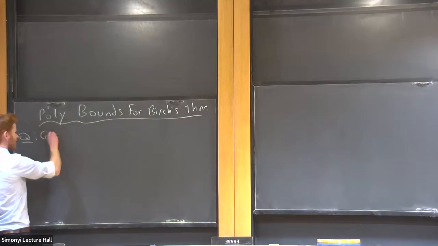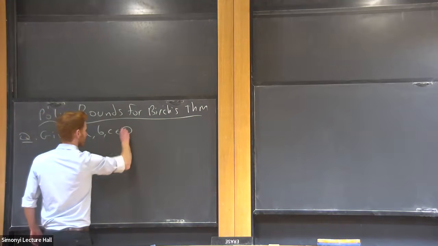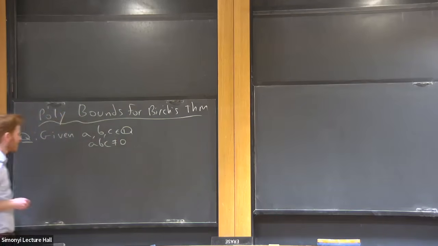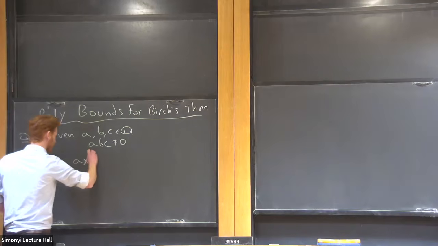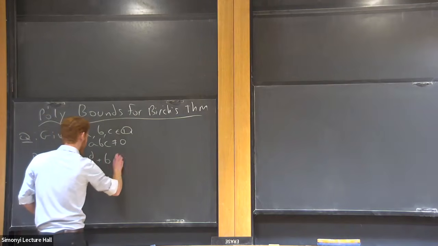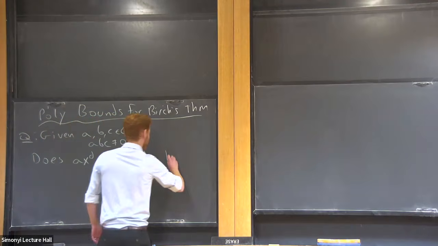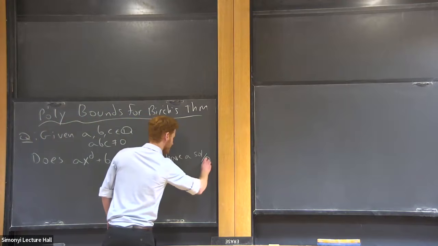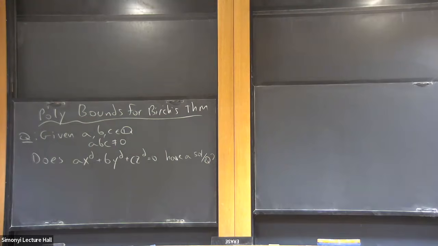So given three rational numbers, all of them non-zero, does this equation have a solution over Q? And I mean a non-zero solution, right? This is a homogeneous equation.